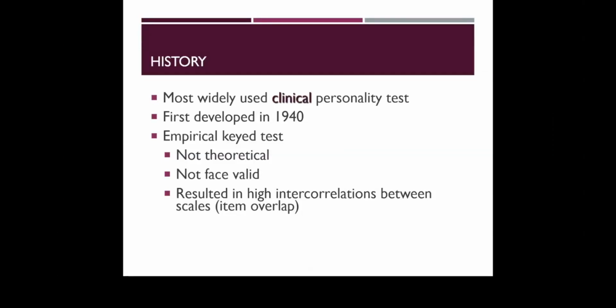And this was extraordinarily novel at the time because most instruments at the time were based on theory or at least on the phenomenology or diagnostic criteria for particular disorders and were entirely content or face valid. Now, what that meant is they had content validity, but they were also really easy to malinger. It would be easy for someone who wanted to present as depressed or anxious or having thought disorder symptoms to know what items they were measuring.